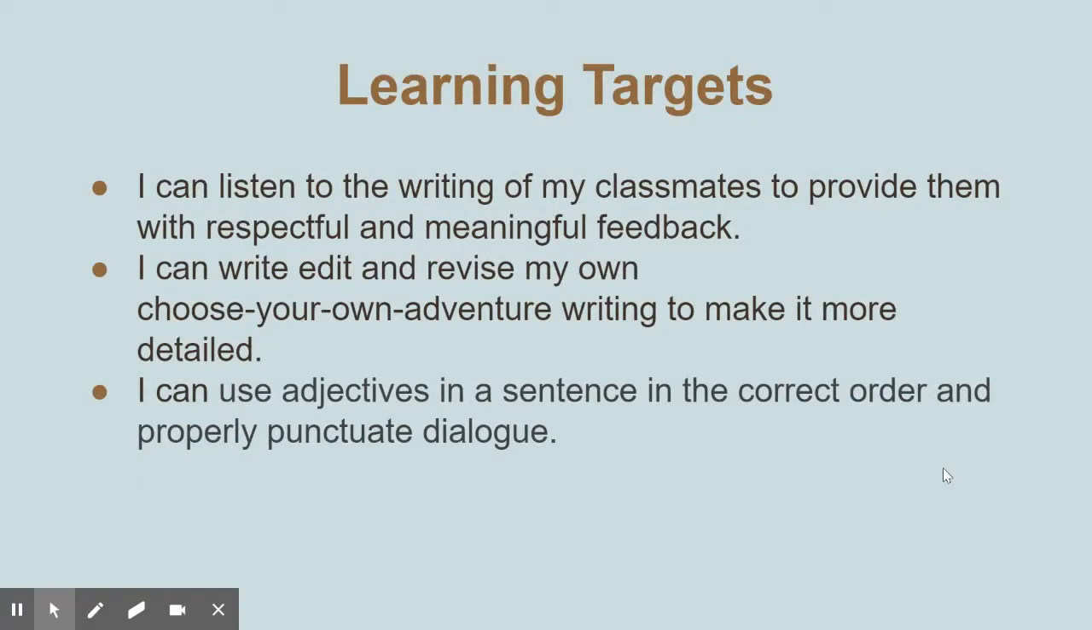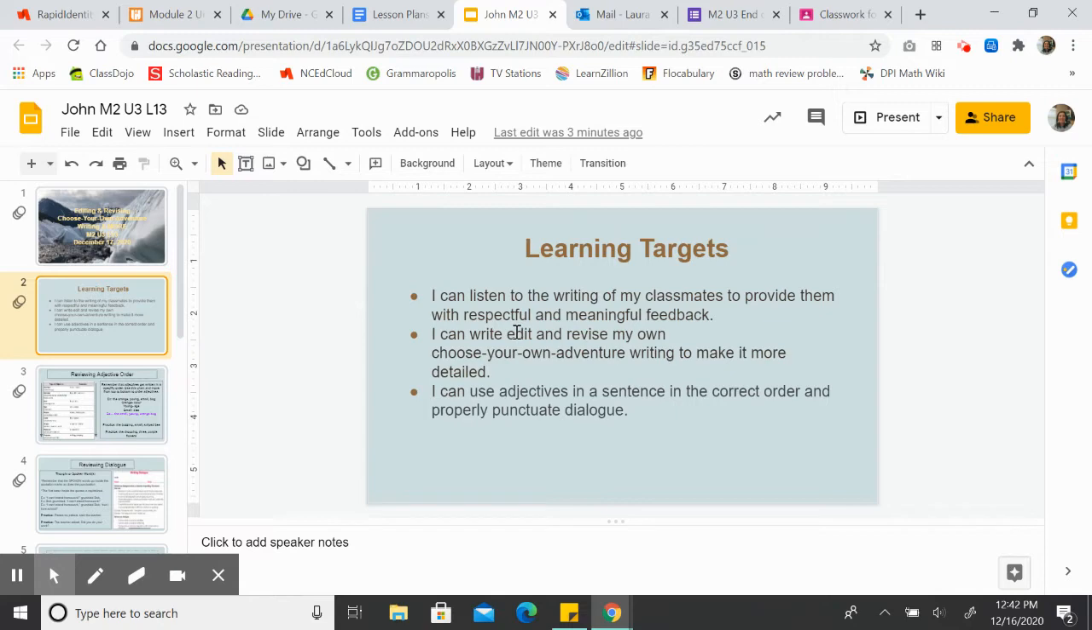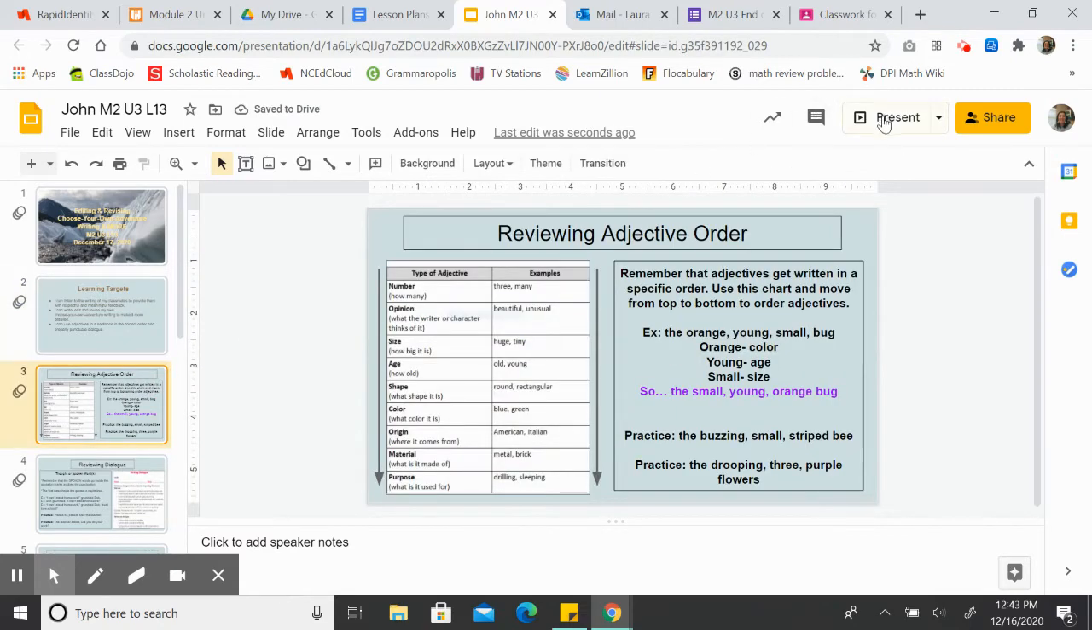Here are our learning targets today. I can listen to the writing of my classmates to provide them with respectful and meaningful feedback. I can write, edit, and revise my own Choose Your Own Adventure writing, and I see an error in there. I need to add in a comma to make it more detailed. And I can use adjectives in a sentence in the correct order and properly punctuate dialogue. So look, I'm going to go in and I'm just going to fix my error now. I can write, comma, edit, and revise. There we go.